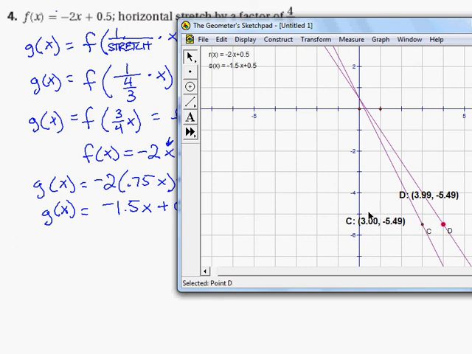I have taken and stretched the x portion of this by a factor of 4/3. If you were to multiply 3 times 4/3, you would get 4. So we've stretched the x coordinate, the x part of this point, over by a factor of 4/3.